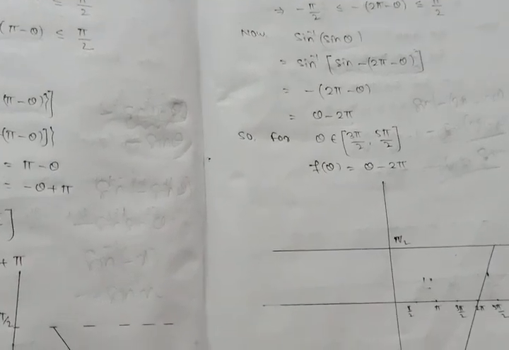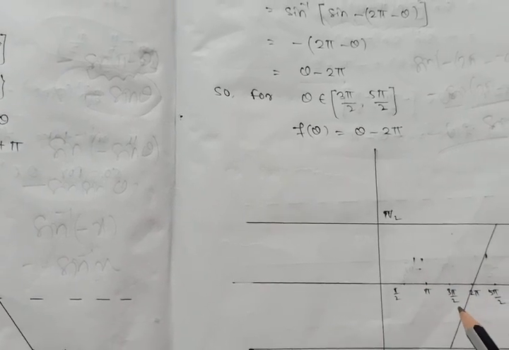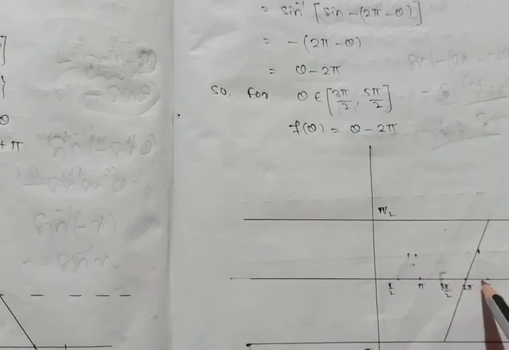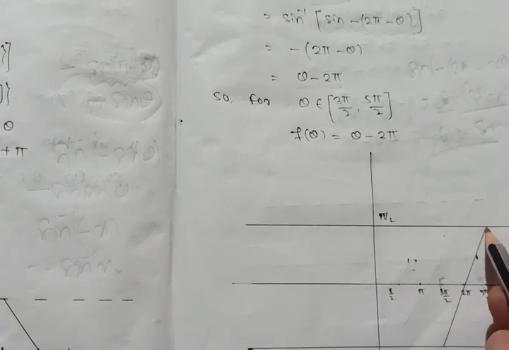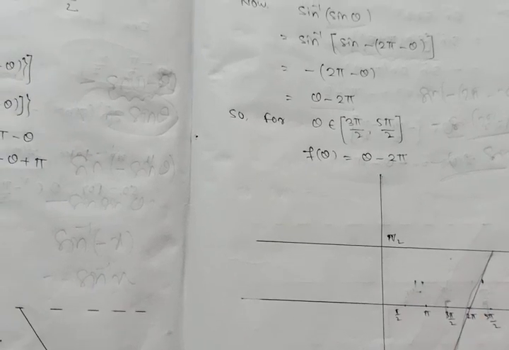Here it is, the graph of this function. I am restricting this graph in the interval 3 pi by 2 to 5 pi by 2. Okay, only 3 pi by 2 to 5 pi by 2, it has positive inclination. Okay, and passing through the point 2 pi. Now come to the next case.